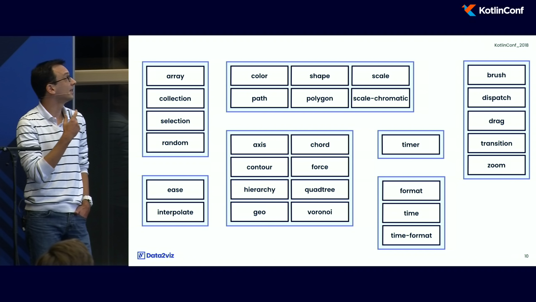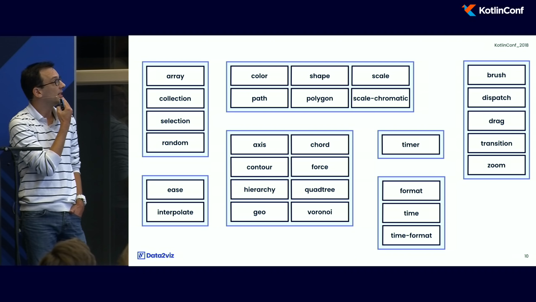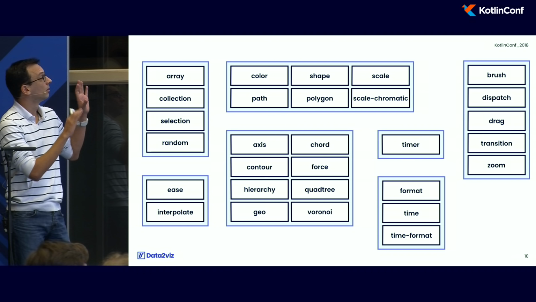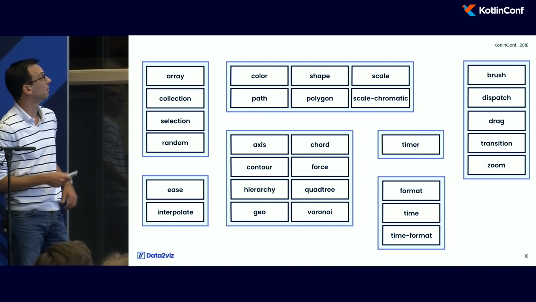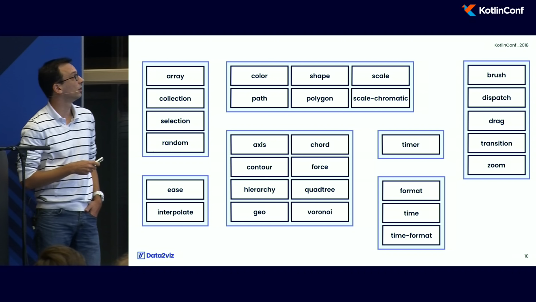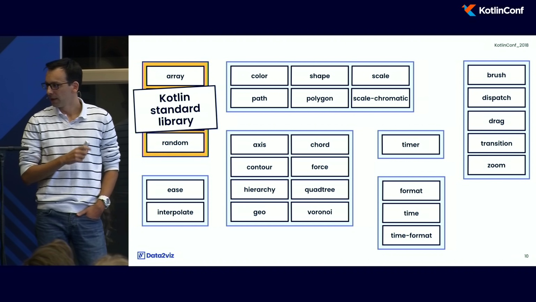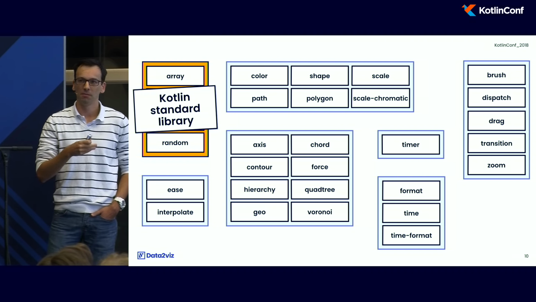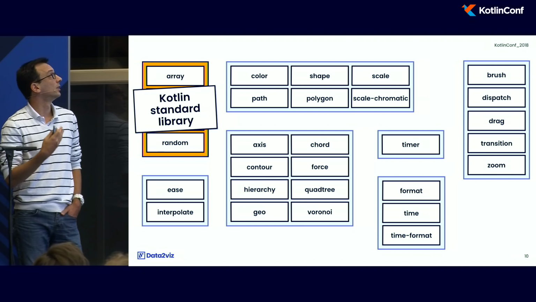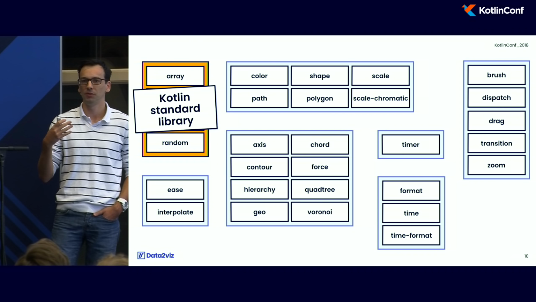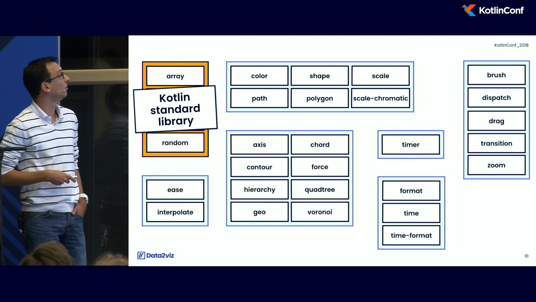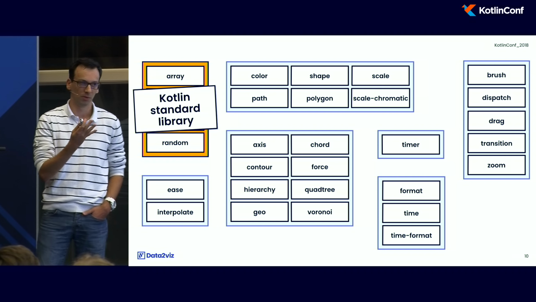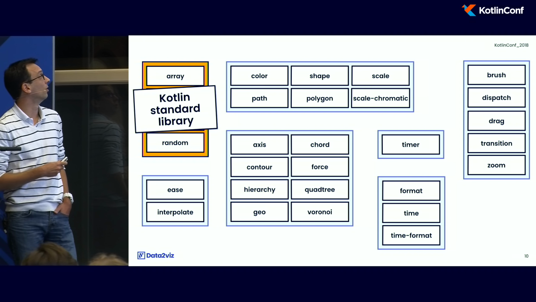Okay, so let's have a look at what is inside D3. This is a complete list of the modules of D3. We have grouped them because they have similar functionalities. The first group are modules in D3 that are built because JavaScript does not have the tools. These are functions for mapping your data, filtering, sorting, and so on, and a random number generator. All of this is already in the Kotlin standard library, so we did not have to port these modules.